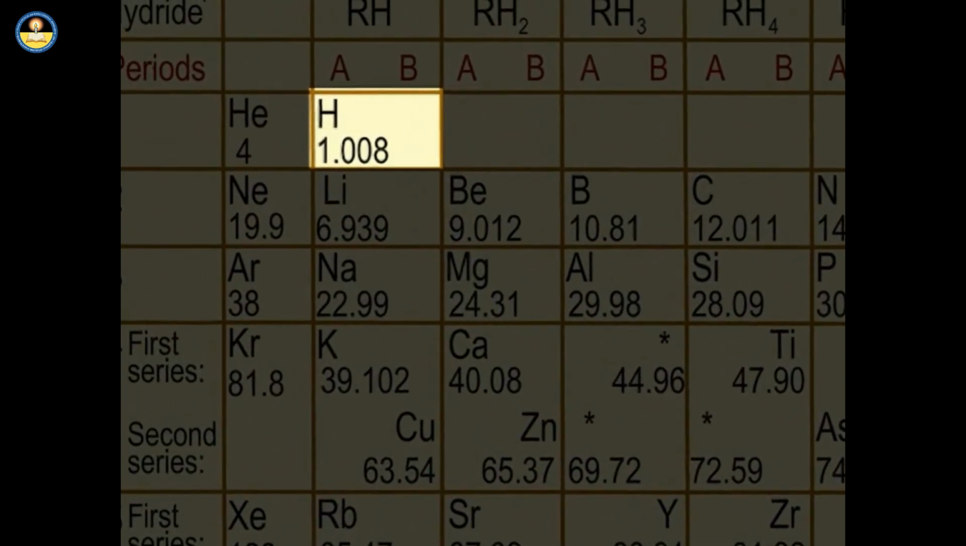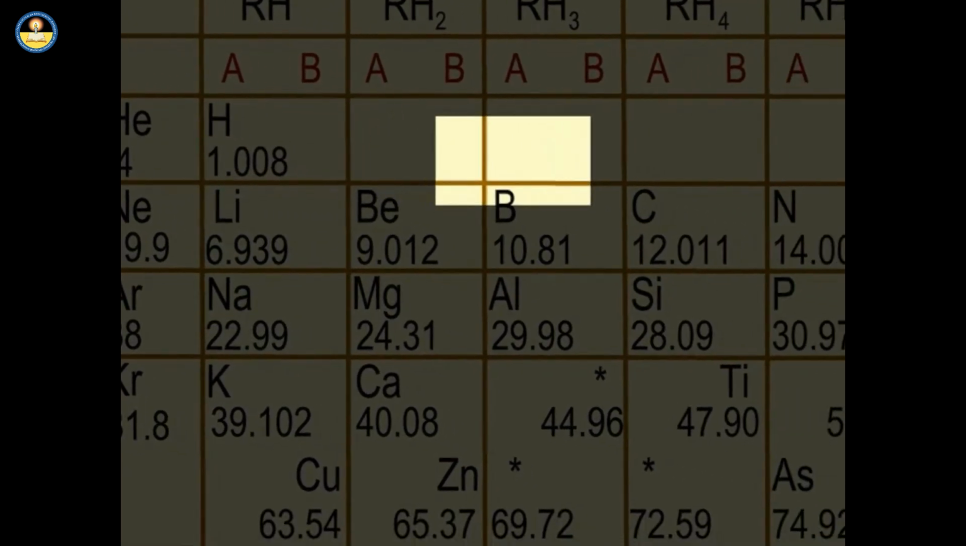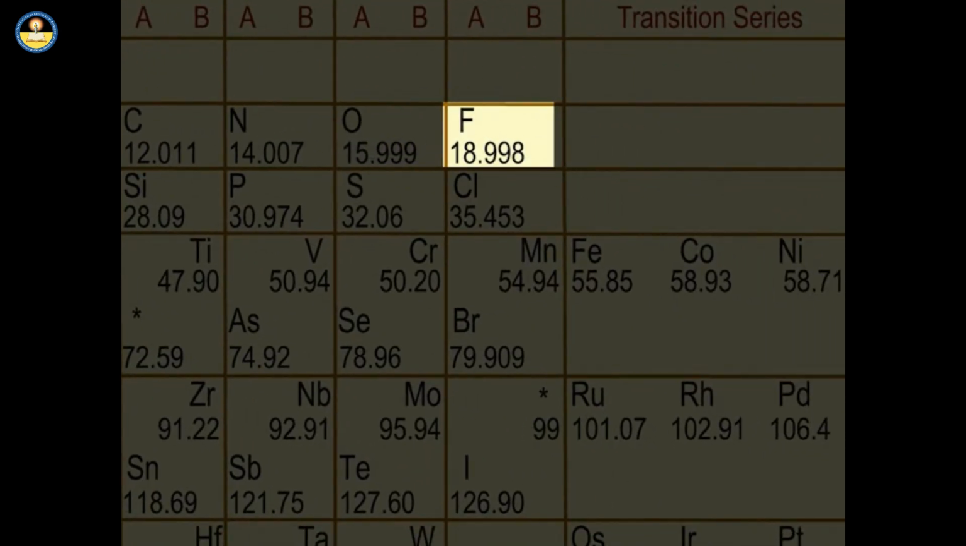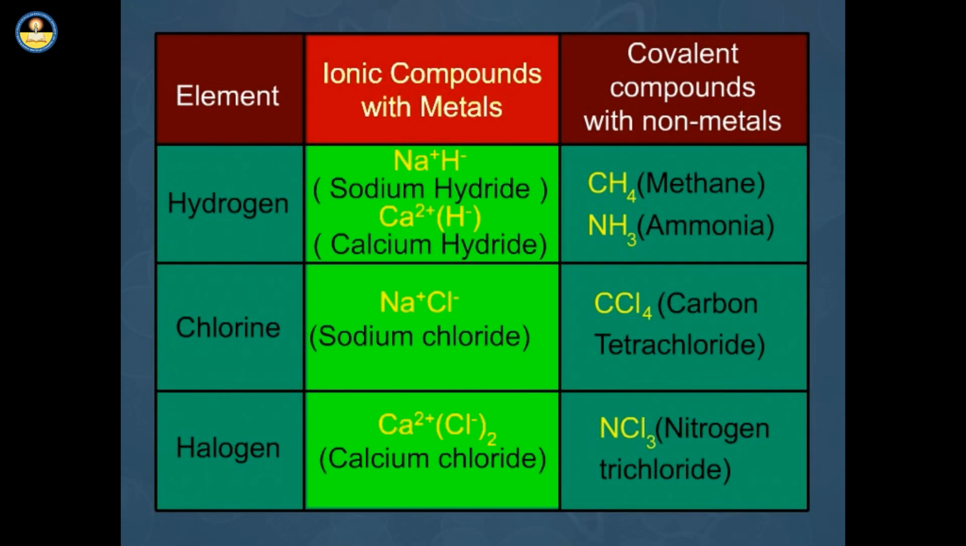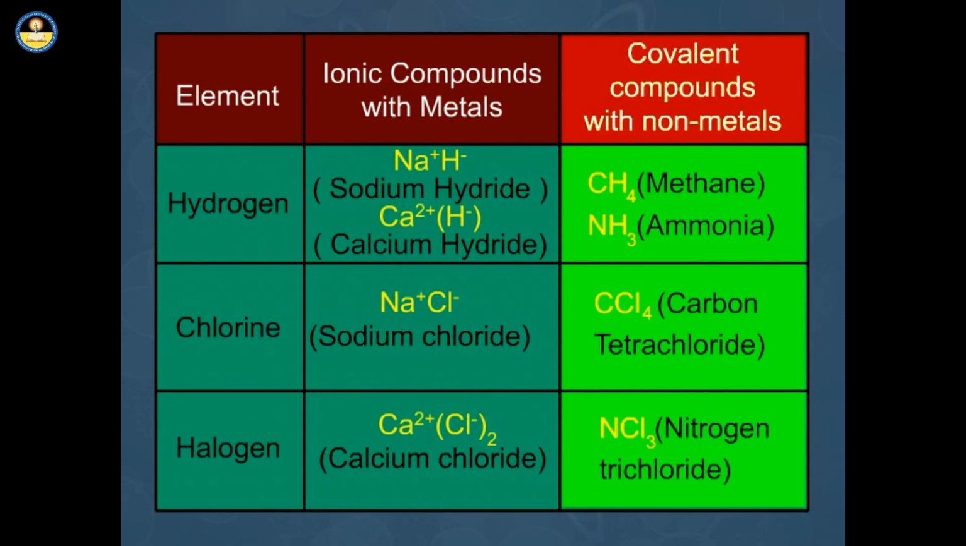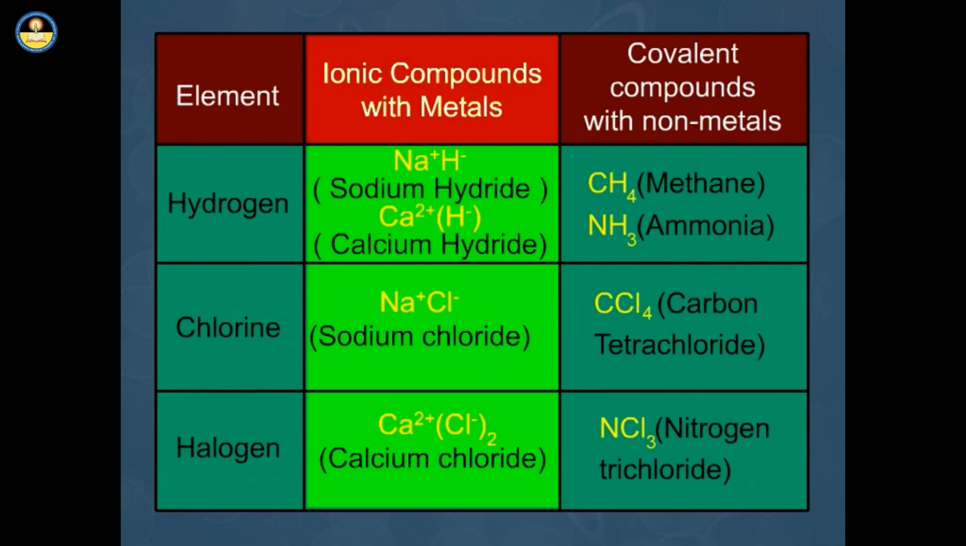Therefore, many properties of hydrogen are similar to those of halogens. For example, just like halogens, fluorine, chlorine, bromine and iodine, hydrogen also combines with alkali metals to form ionic compounds and with non-metals to form covalent compounds. Have a look at the ionic compounds with metals and covalent compounds with non-metals as shown on screen.